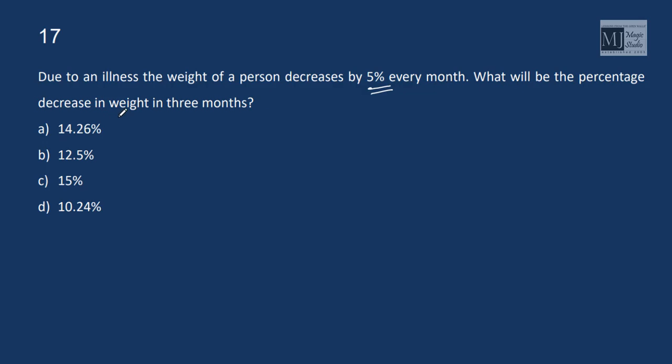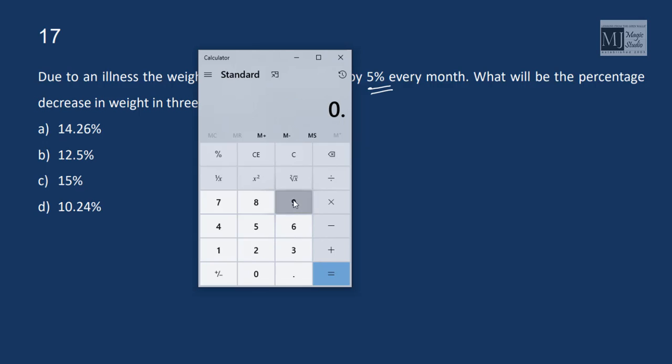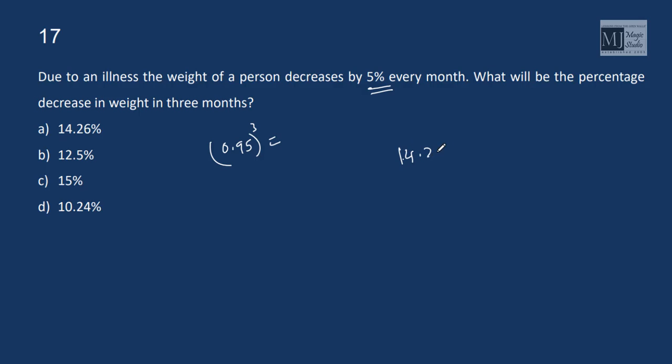Due to an illness, the weight of a person decreases by 5% every month. What will be the percentage decrease in weight in 3 months? Okay, we can use a calculator. We find 0.95 to the power 3, that is 0.95 into 0.95 into 0.95, minus 1. It would be the net result. 14.2625. What will be the percentage decrease? That would be 14.2625 percent.